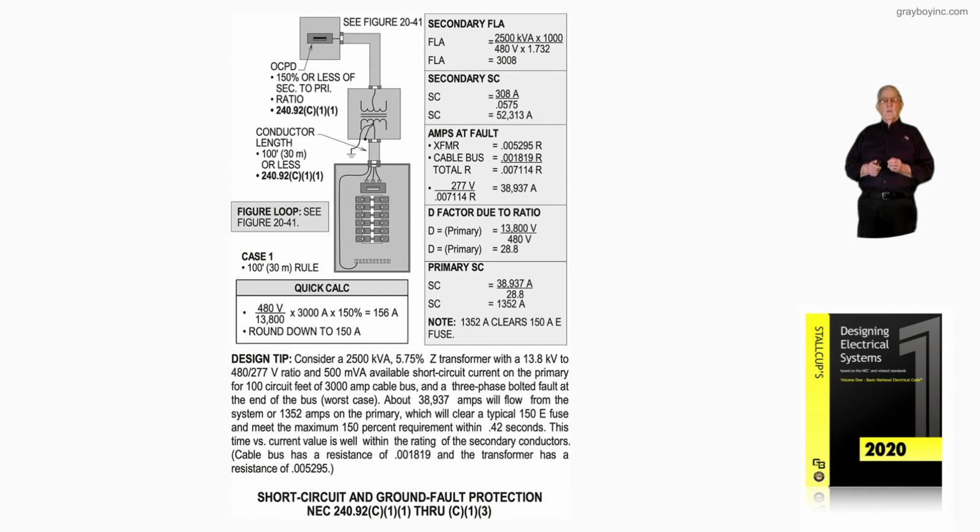Now, what is the short circuit current? Well, I quoted that wrong: 3,008 amps divided by 0.0575, which is your impedance. We'd come up then with a short circuit current of 52,313 amps at the fault.